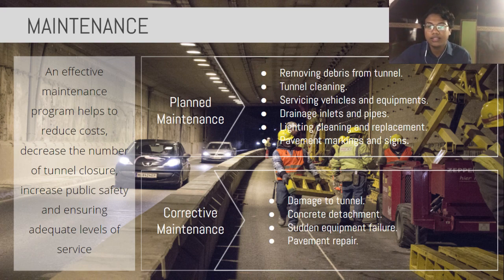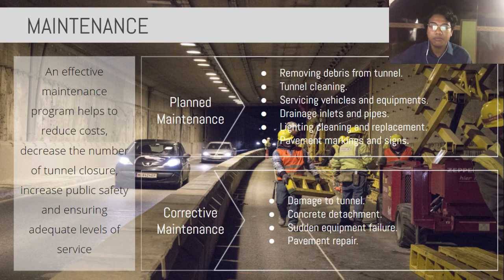Next point is lighting, cleaning and replacement. Lighting and visibility play an important role in accident prevention, and lights should be easy to service to limit the lane closure and maintenance time. The lighting should be sealed from harmful environmental effects and kept free of moisture, bugs and dust.